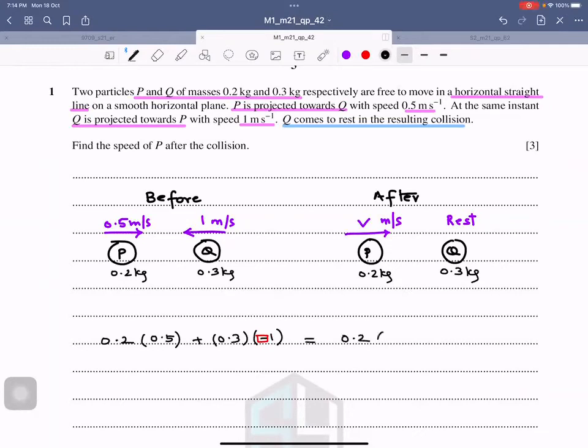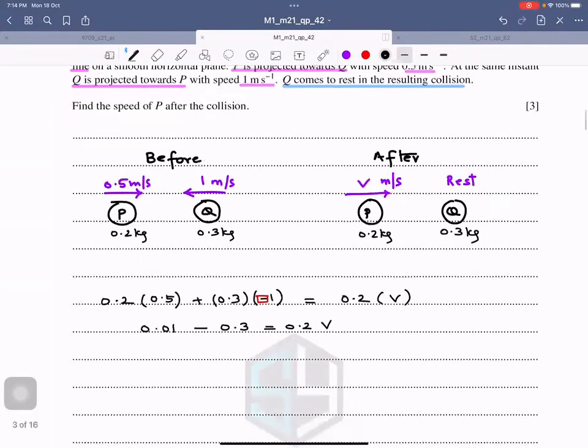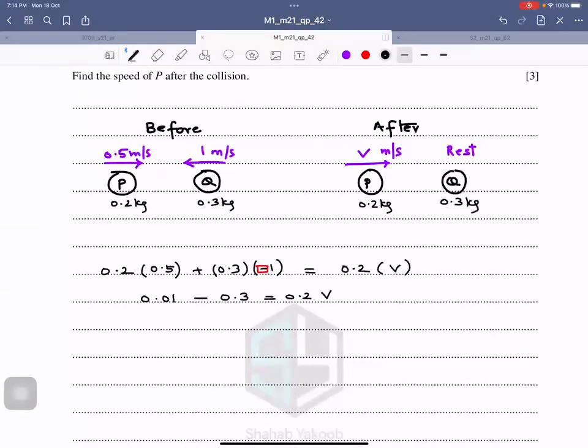This is 0.2 multiplied by V. Then 0.2 into 0.5, that's 0.01, my bad, that is 0.1. This is negative 0.3, and this is 0.2 V. So negative 0.2 divided by 0.2 equals V. Therefore, V comes out to be 1 meter per second with a negative sign.